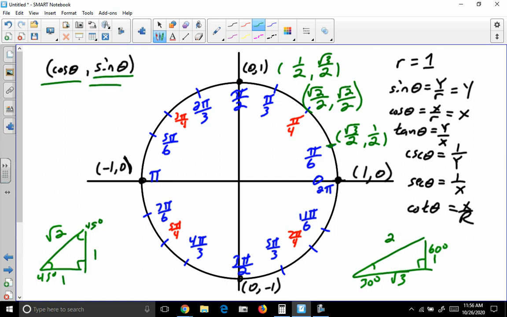Every other point is just a reflection of that. This point is a reflection of this one. So this point is to the left root 3 over 2, up 1/2. This one is to the left root 2 over 2, up root 2 over 2. This one is to the left 1/2, up root 3 over 2. And we could do that for all of the points.